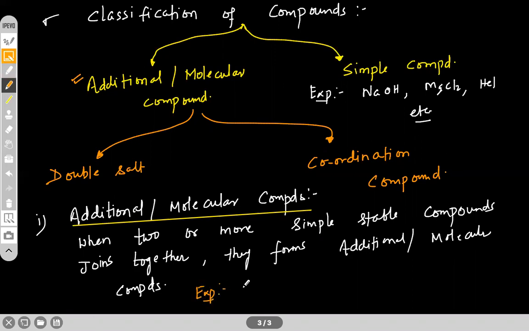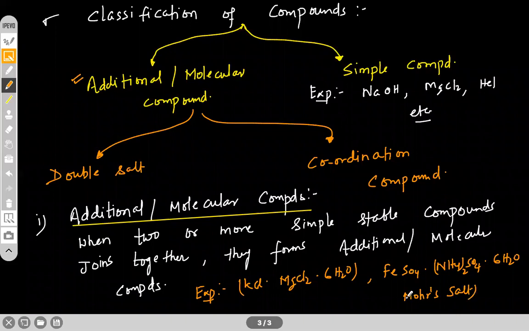Example is, we have KCl.MgCl2.6H2O, carnallite, and FeSO4.(NH4)2SO4.6H2O. This compound we call Mohr's salt, and the other compound is carnallite. These are addition compounds, because KCl, MgCl2, H2O are simple compounds. When they join together, they form addition compounds.